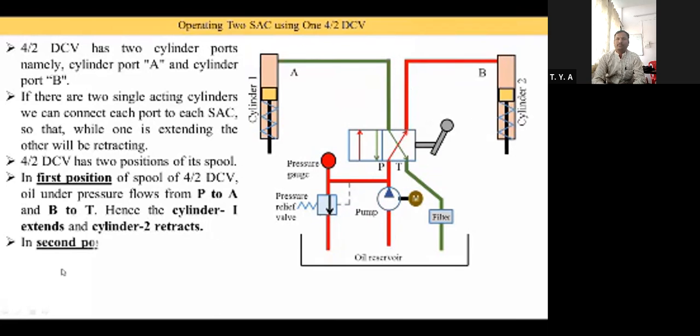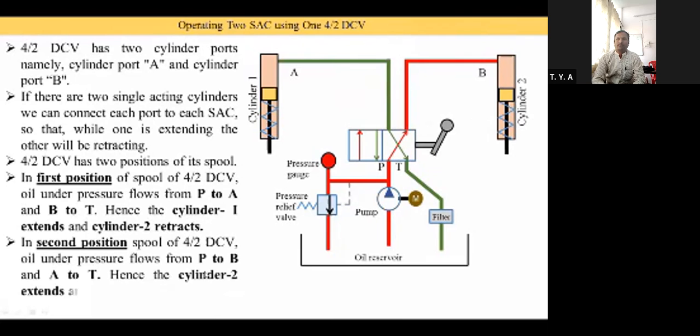So in the second position, what happens? Oil under pressure flows from P to B and A to T. This is the A port, it is connected with T, and this is the P port, it is connected with the B port. So pressurized oil enters this B port. From B it goes into cylinder 2. This supplied oil creates pressure on the piston, and the piston starts to move from top to bottom, it is called the extension. So here we have written 'cylinder 2 extends'.